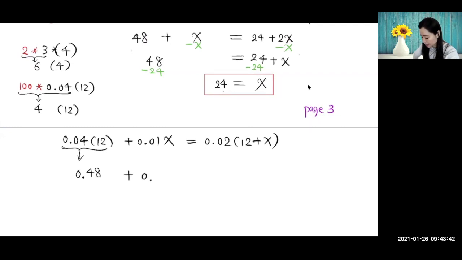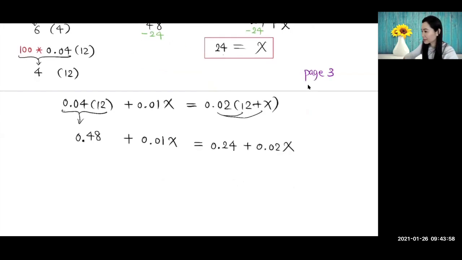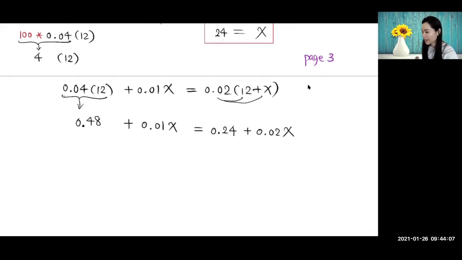Now plus 0.01x. Now over here you distribute. Okay. So this 2 multiplied is 0.24, and then plus 0.02x. So you just go ahead and distribute this. You get 0.24 and distribute here is 0.02x. Okay. Now after that, I see that the coefficient for x here is larger than the coefficient for x here. I want to keep the x on this side. So I need to get rid of the x over here. So I will subtract 0.01x on both sides.